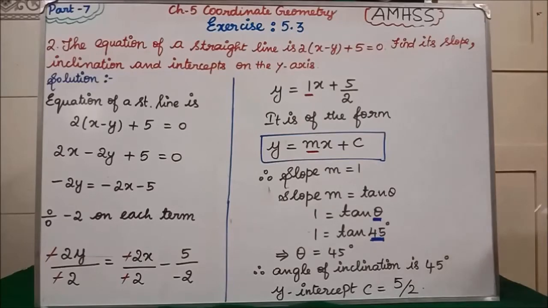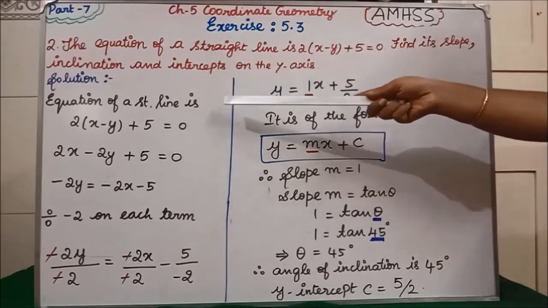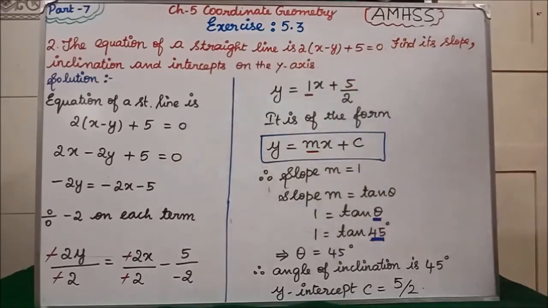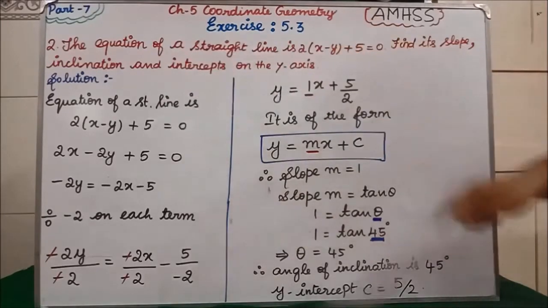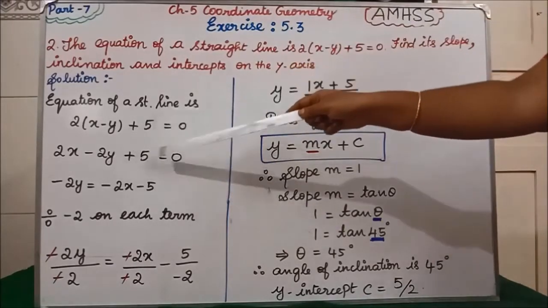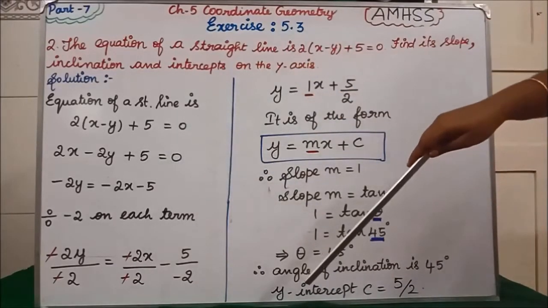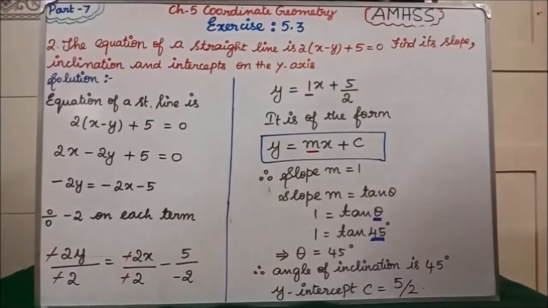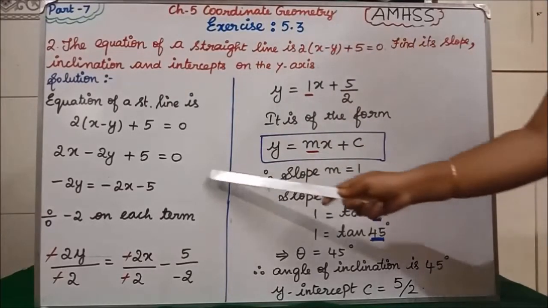Now we will start the solution. This is the equation they have given: 2 into (x minus y) plus 5 equal to 0. The next step, you take this 2 inside. 2 into x is 2x, 2 into y is 2y, plus 5 equal to 0. Can you understand here? 2 into x is 2x, 2 into y is 2y. The next step, we keep the y on one side, and all the remaining values we take to the other side.